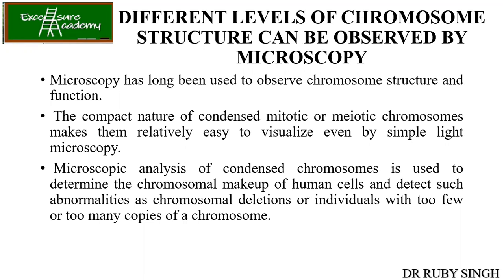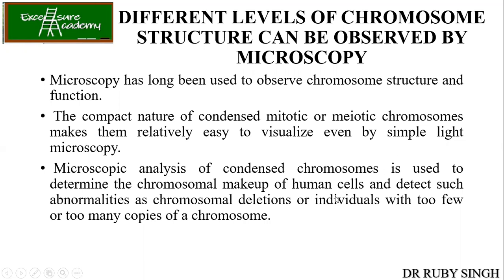Okay. So this was all done with the help of microscopy, and microscopy really helps in doing karyotyping, and with karyotyping the doctors are able to understand whether the chromosomes are good or not. If any abnormalities are there, then the chances are that the baby is going to have a genetic disorder. Microscopy has long been used to observe chromosome structure and function. The compact nature of condensed mitotic and meiotic chromosomes makes them relatively easy to visualize. Because of this, visualization became very easy.